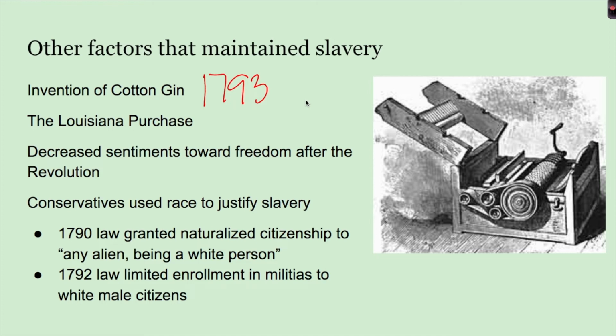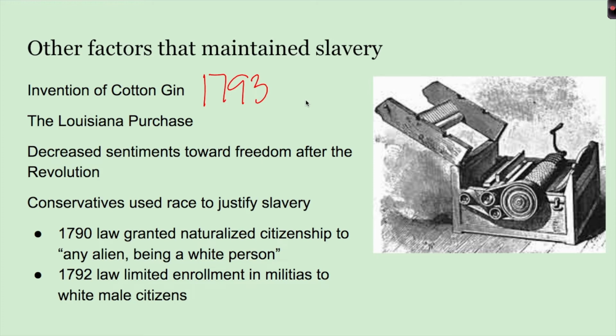So with all that cotton, now you've got to make textiles or cloth out of it. So you're going to see a rise in textile mills in New England that need the cotton from the South to make the textiles and fabric in the North. This is going to really reinvigorate the slave labor system in the South. It was starting to decline before this invention, and now it's just going to really explode.